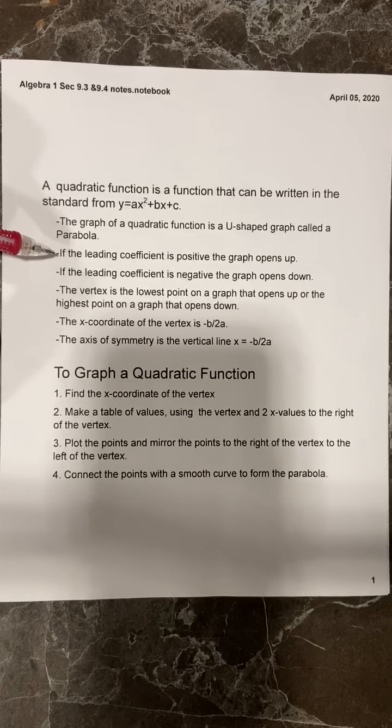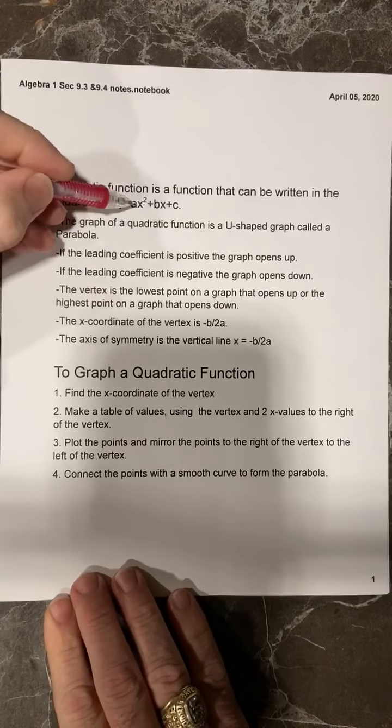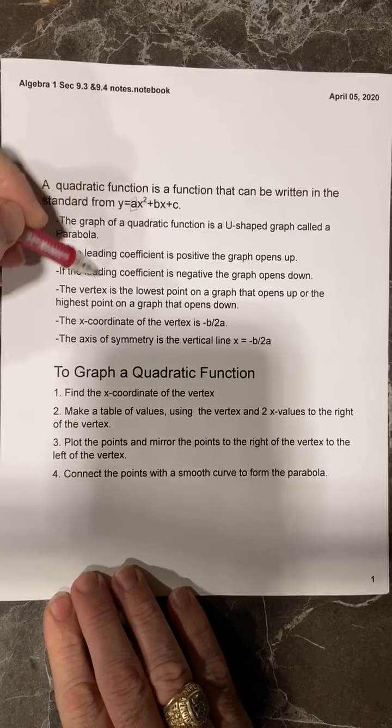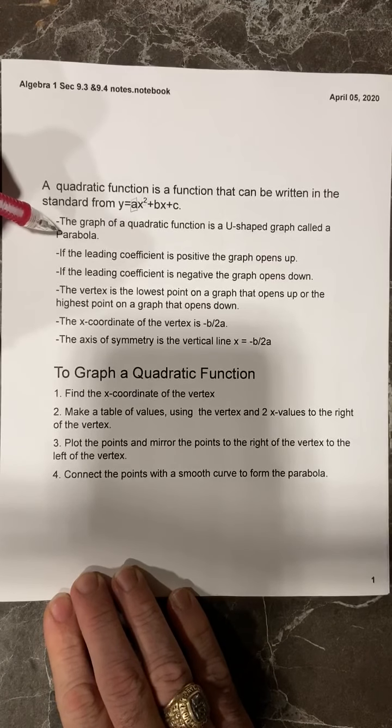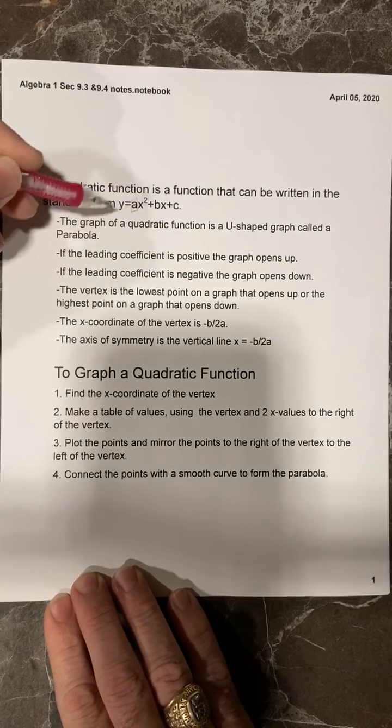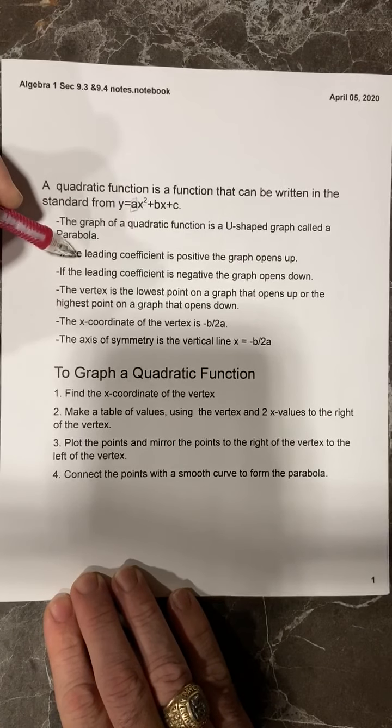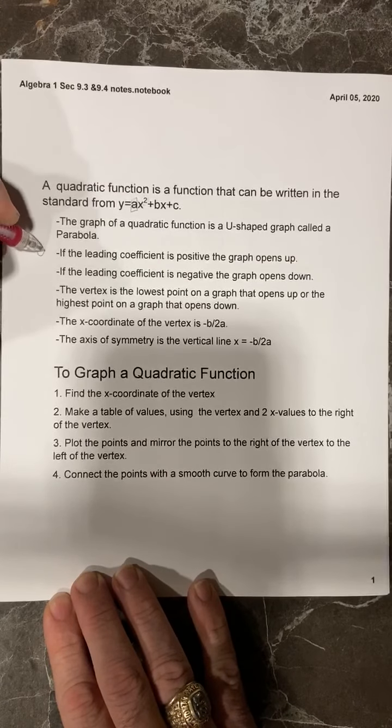Now, if the leading coefficient is positive, the graph opens up. So leading coefficient, we're looking at the a in front of the x squared. Whatever number is in front of the x squared is our leading coefficient. So if that's a positive number, our graph's going to open upward. If that leading coefficient is a negative number, our graph's going to open downward.